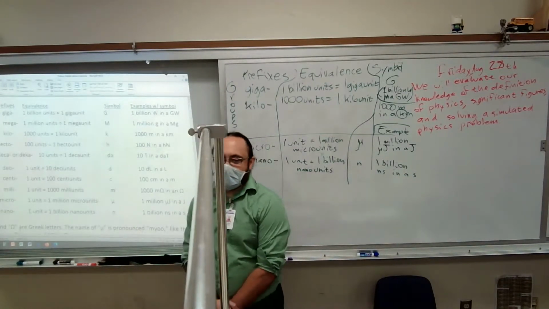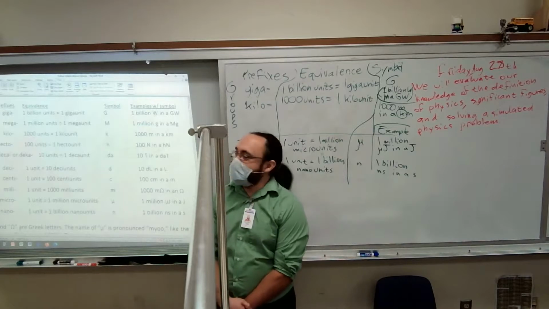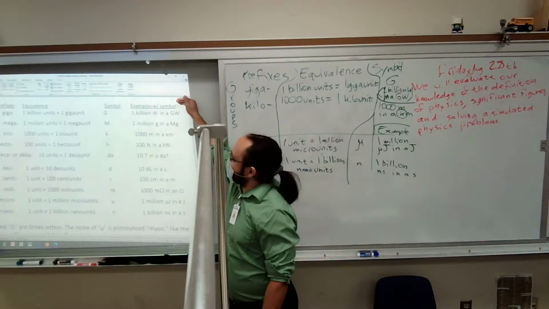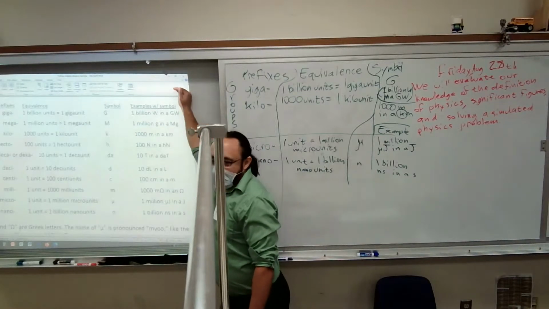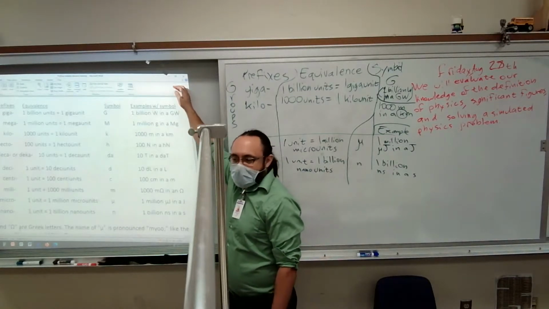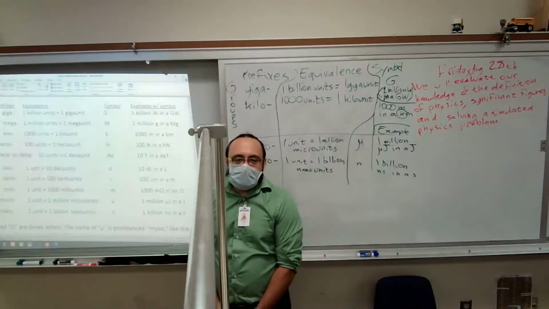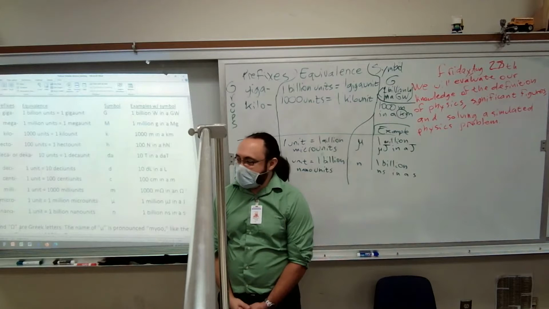And the symbol is capital P. And after that, so that's, where are we? So 10 to the 9th, 10 to the 12th is tera, 10 to the 15th is peta, 10 to the 18th is exa. We'll get into exabytes one of these days. Yeah, that's a lot.